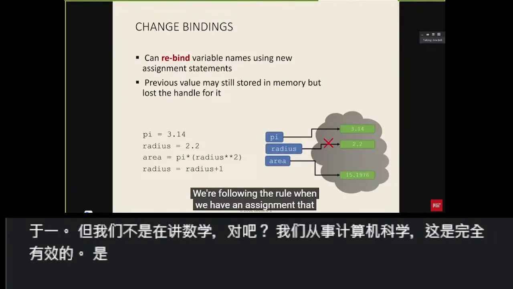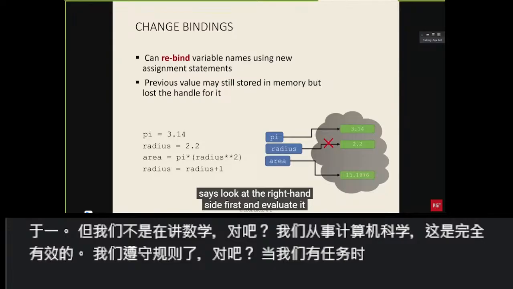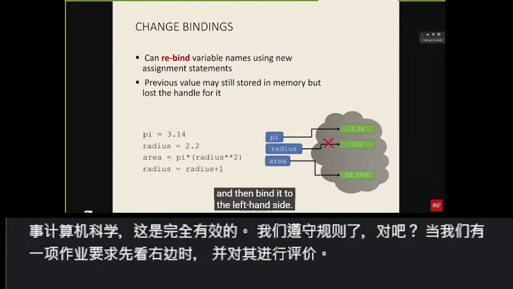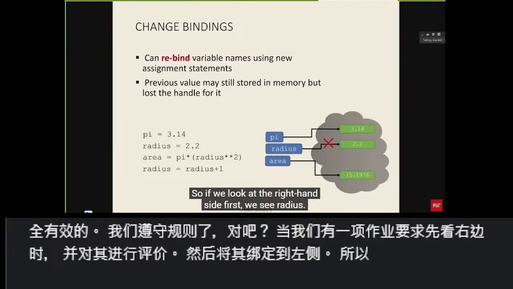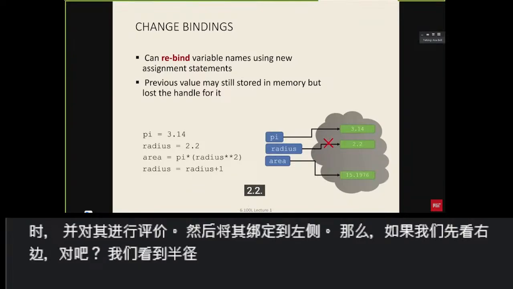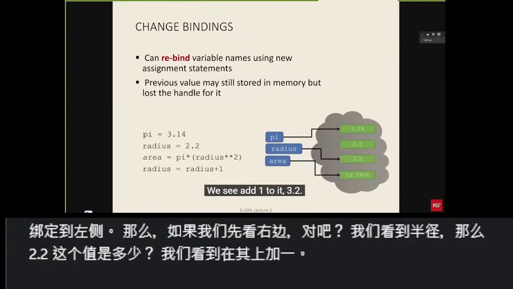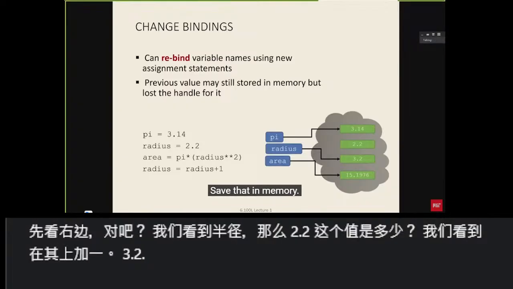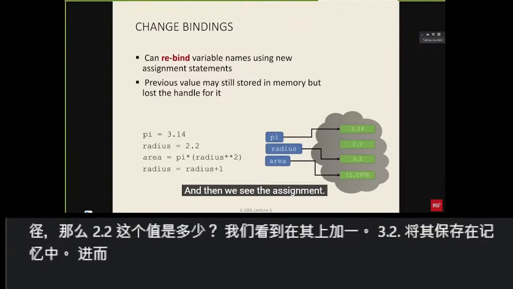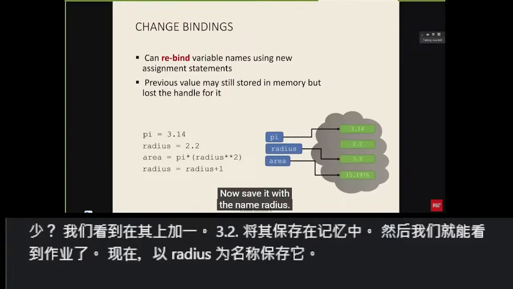We're following the rule: when we have an assignment, look at the right-hand side first, evaluate it, and then bind it to the left-hand side. So if we look at the right-hand side first, we see radius. What's the value? 2.2. We see add 1 to it, 3.2. Save that in memory, and then we see the assignment. Now save it with the name radius.